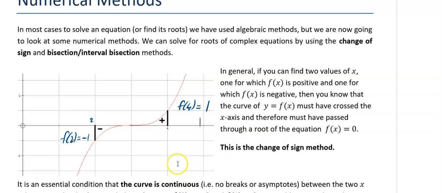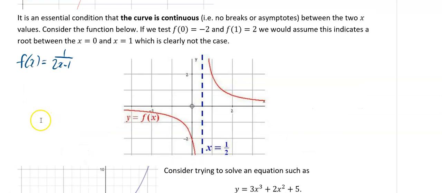Okay, just to show you in this next graph, we have the curve y equals 1 over 2x minus 1, or f of x equals 1 over 2x minus 1. I'm going to show you why there is a break, or what's called a discontinuity, in this graph. In mathematics, if you have a 0 on the bottom line, it's a problem. So we're going to find out where this 0 on the bottom line is. So put your bottom line equal to 0.